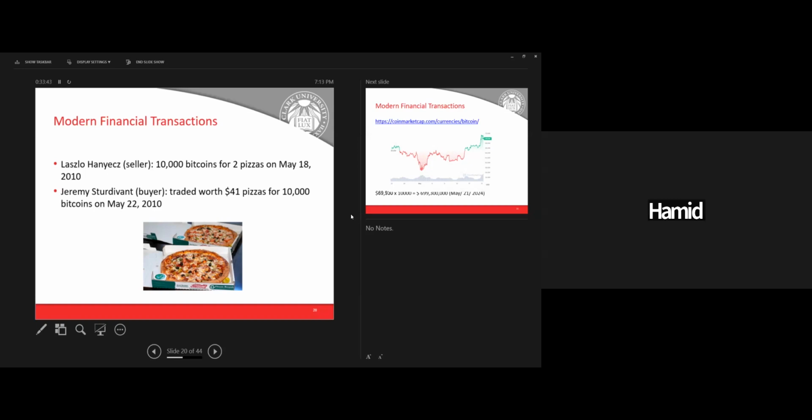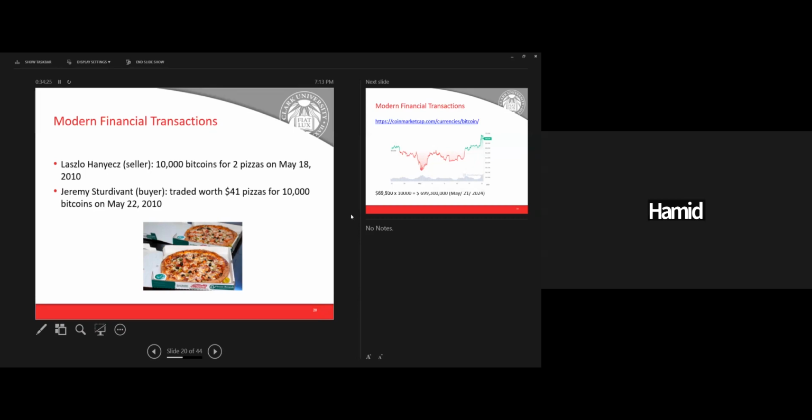Laszlo exchanged 10,000 Bitcoins for 2 pizzas on May 18, 2010. On that day, he asked if someone wanted to exchange Bitcoin for pizza. Almost 4 days later, someone accepted, and they traded 2 pizzas worth $41 on May 22, 2010. So people call it Pizza Day.